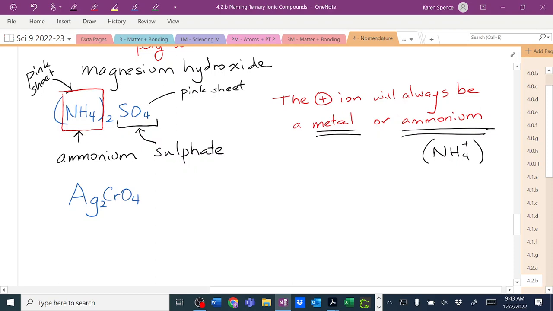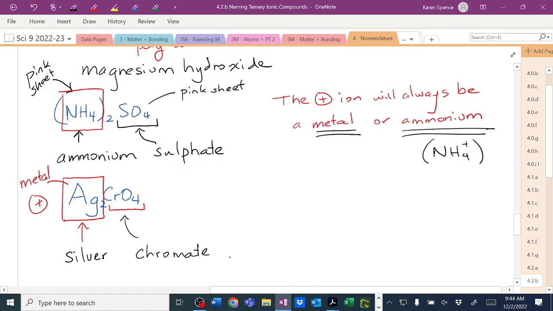Now here's one last one. Although maybe I'll do one after this, because there's some that look really crazy. Okay. Who is the cation here? That would be Ag, which is the metal. That's our positive ion. And then that means we have CrO4. So who is Ag? Silver. And CrO4 is chromate. Again, just go look that up on your table.